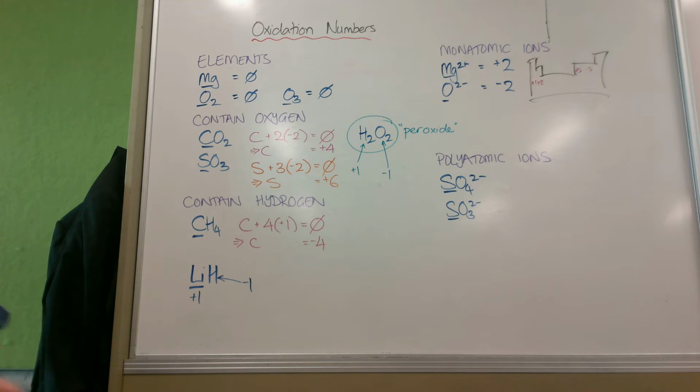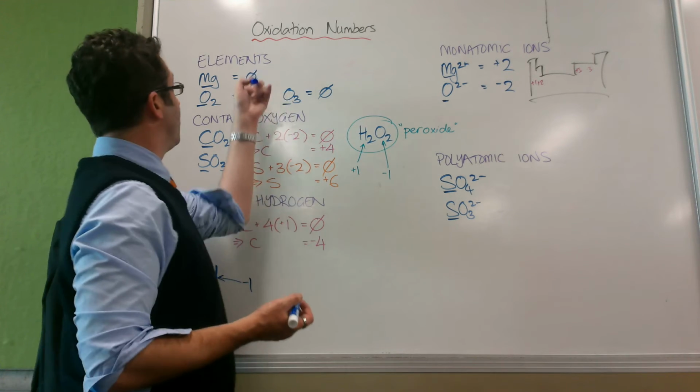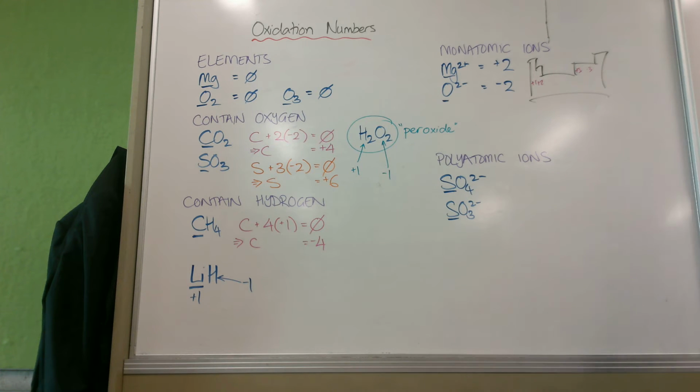The easy rule is it's bound to a metal. If it's bound to a metal, hydrogen is a hydride, and so it's the negative ion. So this rule here comes in. It's a monatomic negative ion.